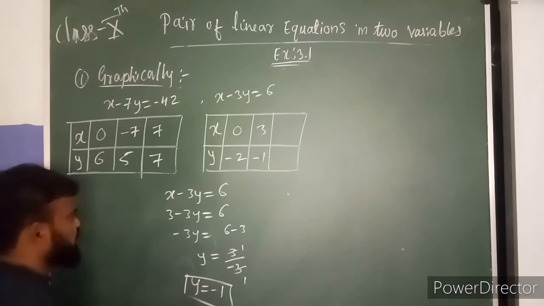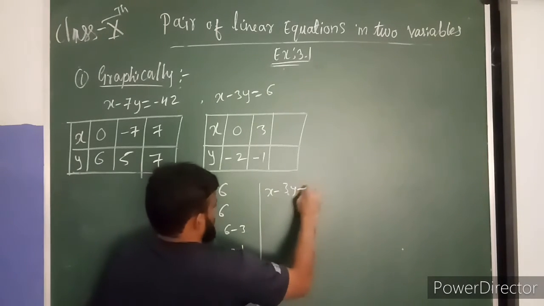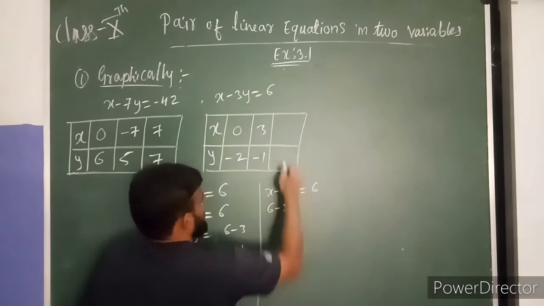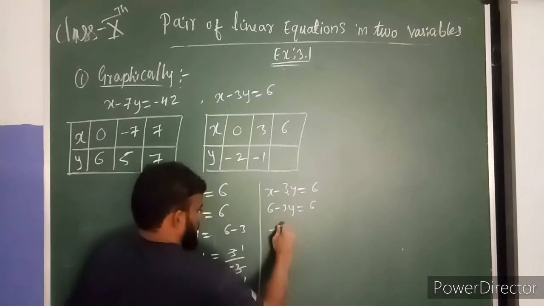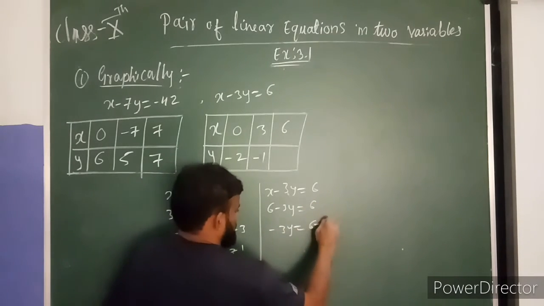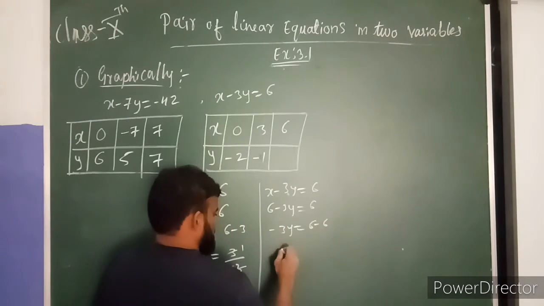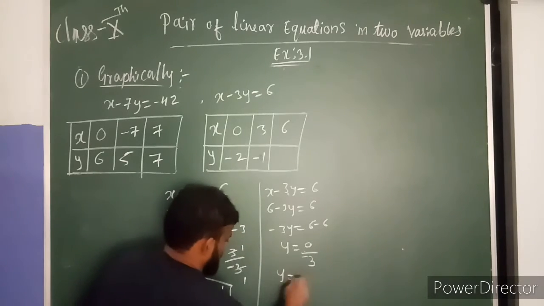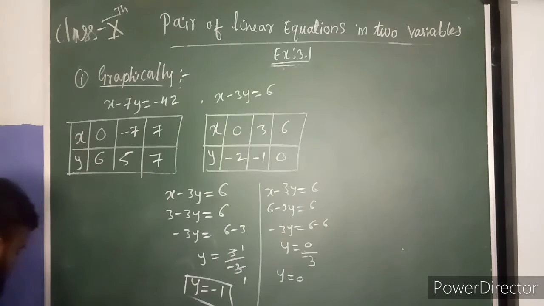After that, if I take x as 6 here, x minus 3y is equal to 6. If I take 6, 6 minus 3y is equal to 6, so minus 3y is equal to 6 minus 6. If I transpose this, it will become minus. So 6 minus 6 is 0, and y is equal to 0 divided by minus 3. That is y is equal to 0. We got the 3 values in that.